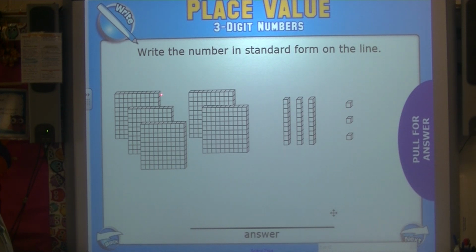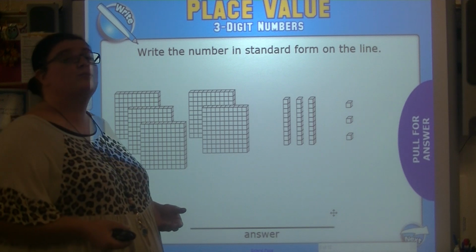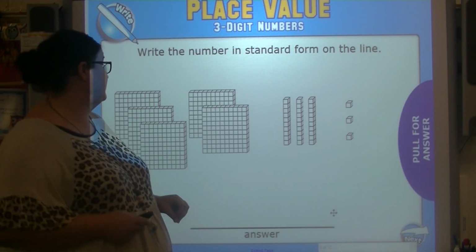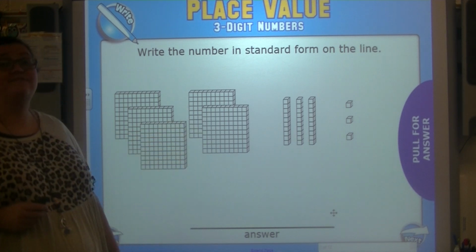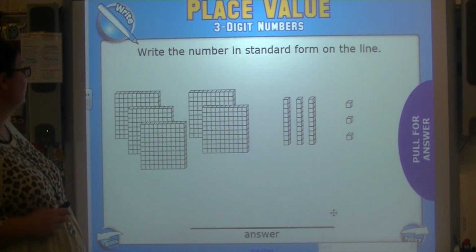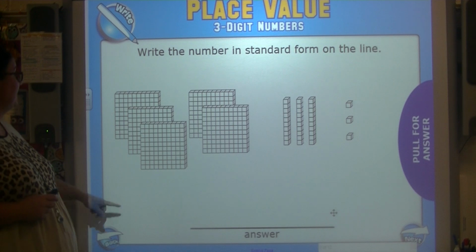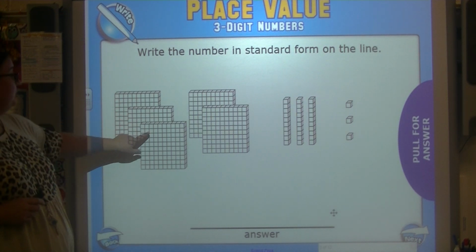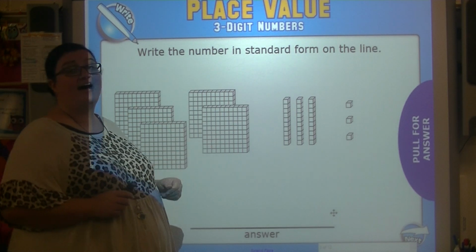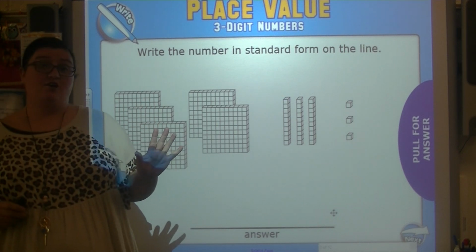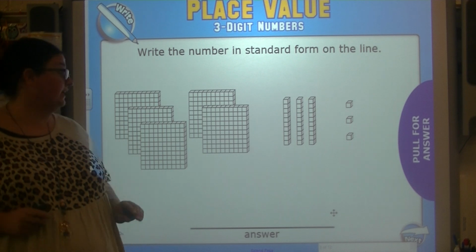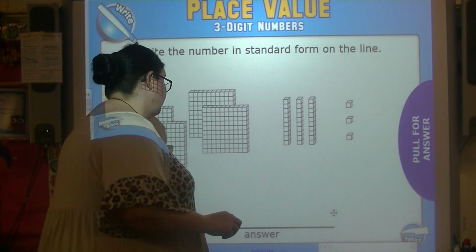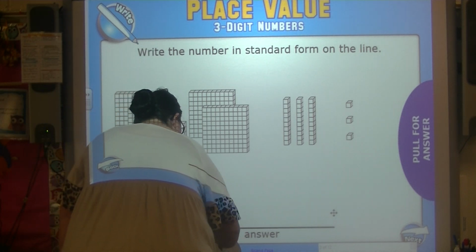Now, we're going to write this number in standard form. Standard form is where we use the numerals for each digit. All right, these are your flats of 100. Let's count the hundreds flats. 1, 2, 3, 4, 5. There are 5 of those. It stands for 500. So we put it in the hundreds place as a 5.